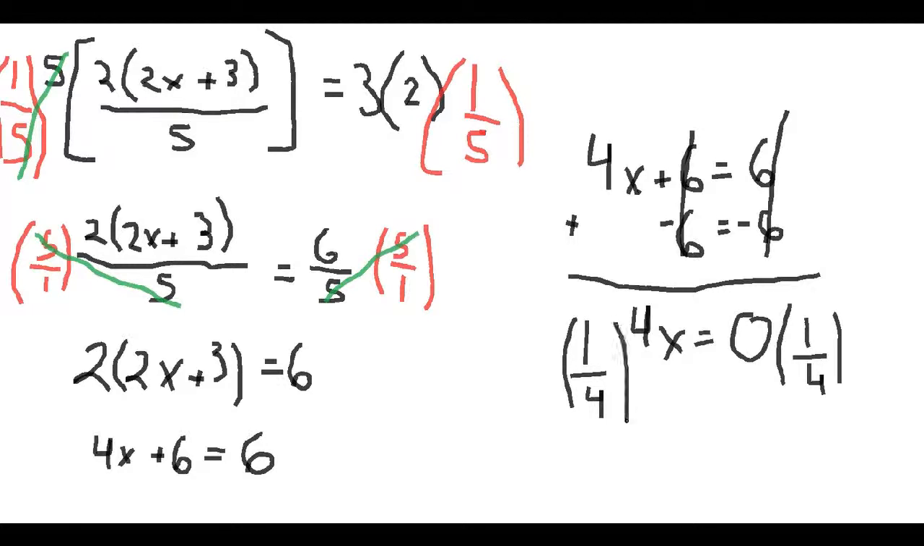And then these 4's cross out. And we're left with x equals 0 over 4. Or you could say 0. x equals 0. So that wasn't too hard to solve. Let's clear it out.